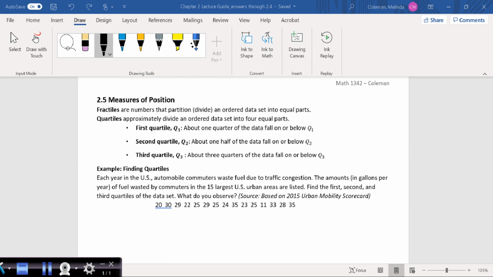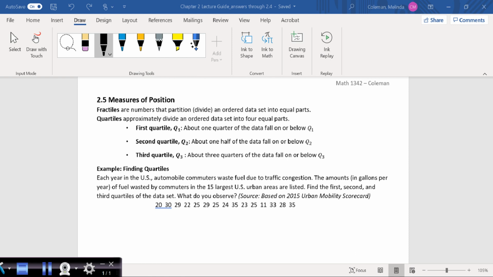All right. Today's section talks about measures of position. You may have heard these in the past where they talk about quartiles or fractiles. A lot of times this is used in SAT scores. So most recently you may have seen it there.